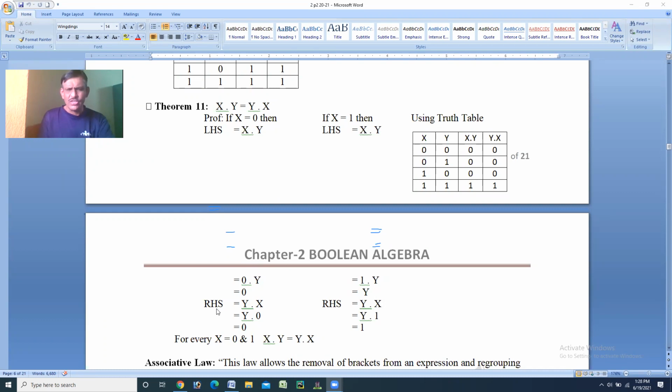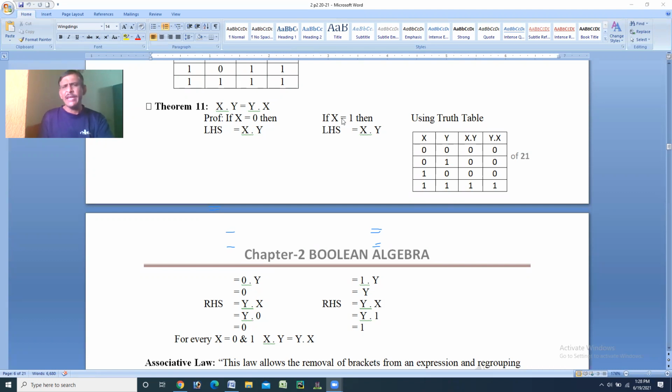Now take the RHS. RHS equal to y dot x. So fill the value of x as 0 in the next step, that is equal to y dot 0. So y dot 0 according to AND relation again, we get it as 0. That means first case LHS equal to RHS, that is 0 equal to 0 we got. This 0 is there and one more 0 is here. LHS is 0, RHS is 0. So LHS equal to RHS when x equal to 0.